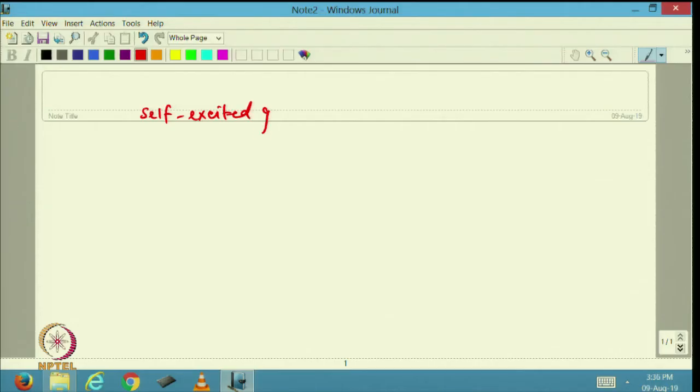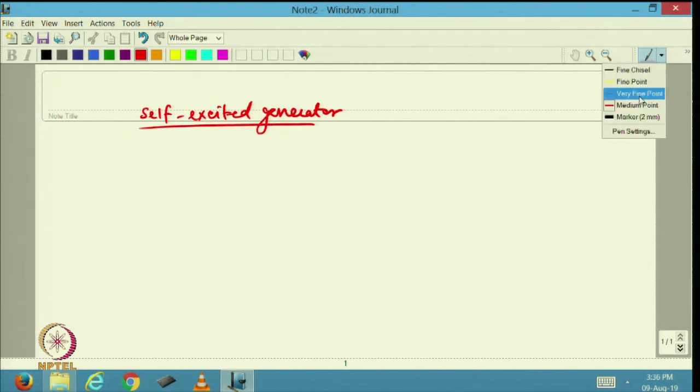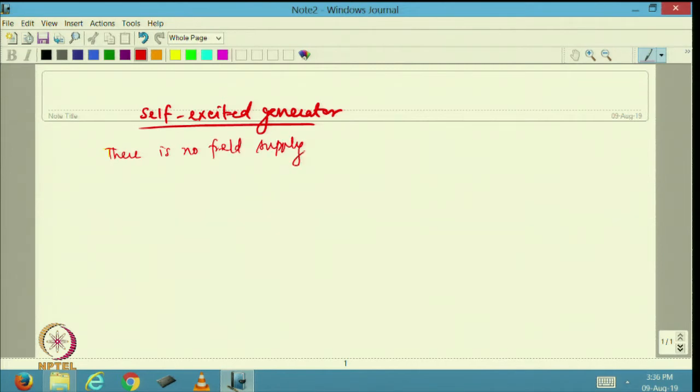So, we had seen the working of a separately excited DC generator, but last class I had started on the self-excited generator. So, as I told you earlier, in a self-excited generator there is no field supply. No field supply will be given. Whatever is the generated voltage, that itself has to give the field also a supply.